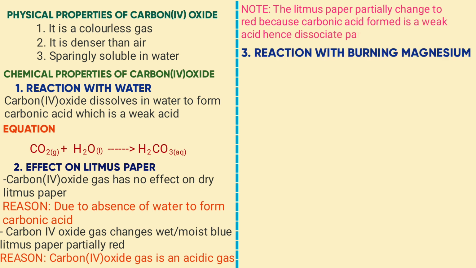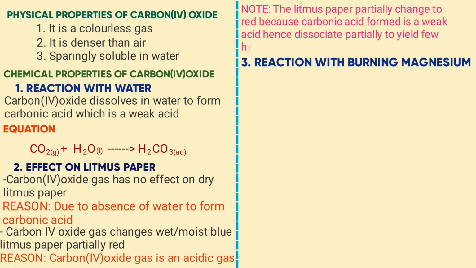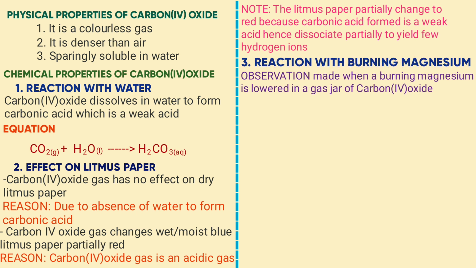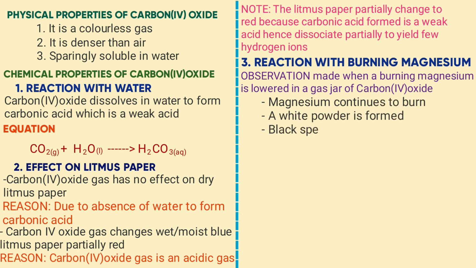Now, 3 is reaction with a burning magnesium. Observations made when a burning magnesium is lowered in a gas jar of carbon 4 oxide include: 1. Magnesium continues to burn. 2. A white powder is formed. 3. Black specks of carbon are deposited on the sides of the gas jar.